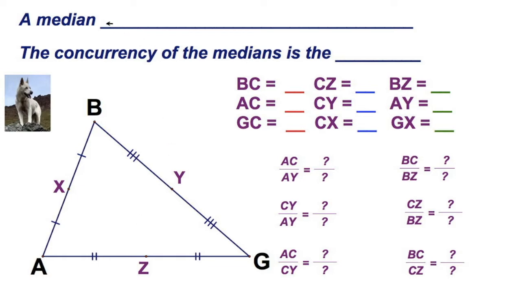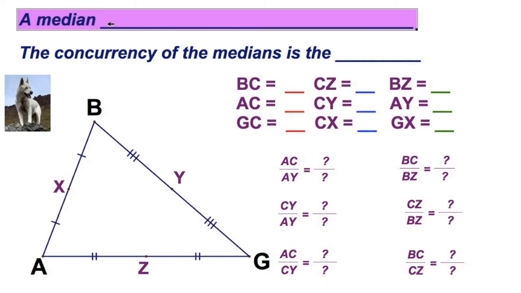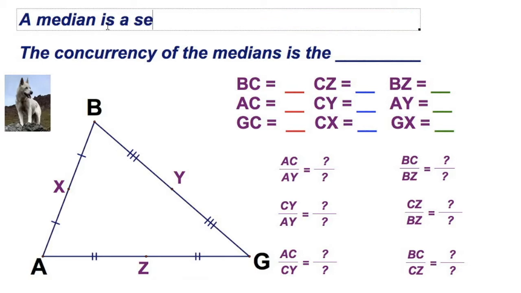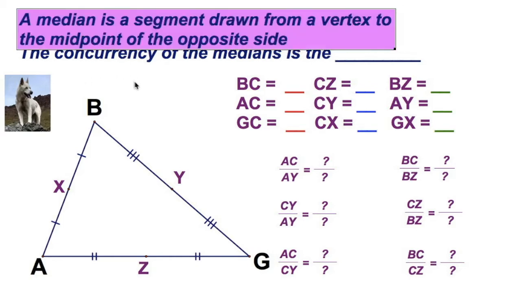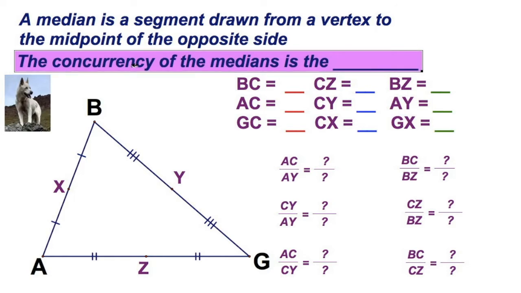We're looking at medians, and let's just define a median. We'll say that a median is a segment drawn from a vertex to the midpoint of the opposite side. I like it. All right, that's a decent definition.